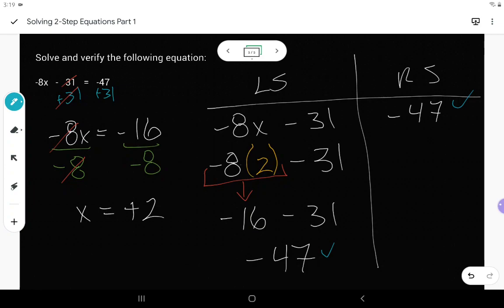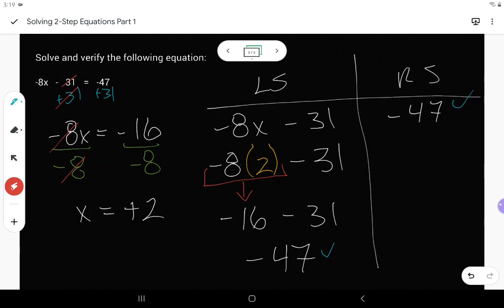So when you're solving two-step equations, we want to get rid of the constant first. The constant is that number that is not attached to the variable. When you get rid of the constant, notice the number stays the same, but I just have the opposite sign.